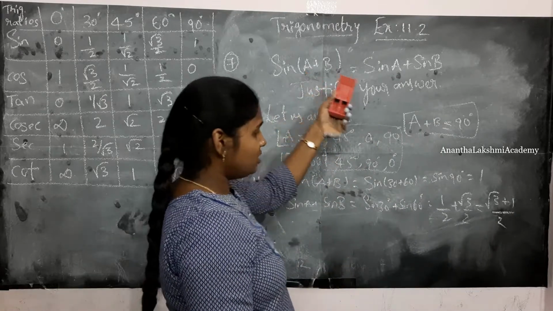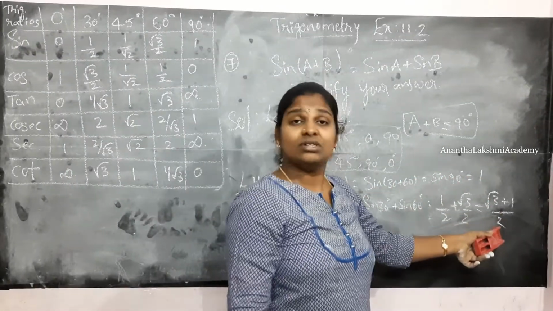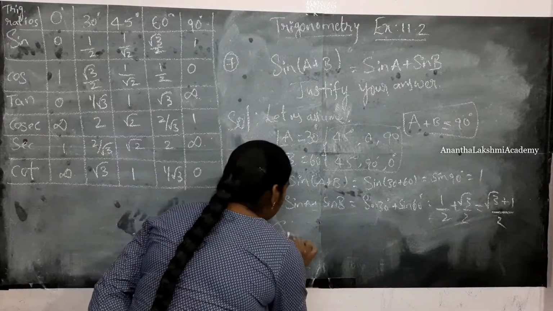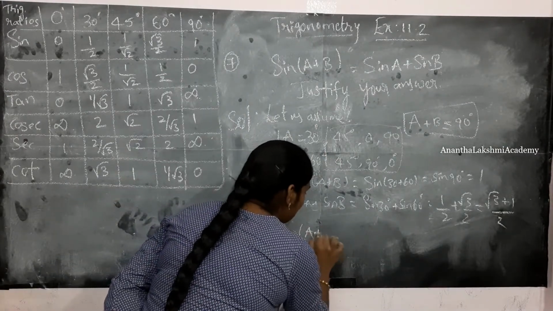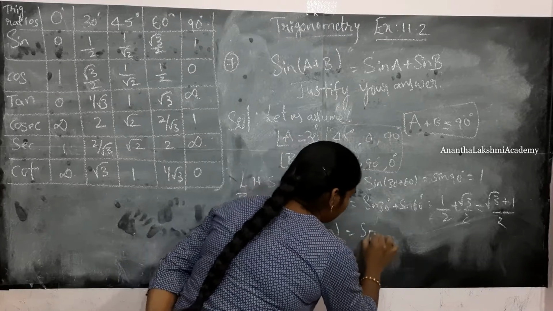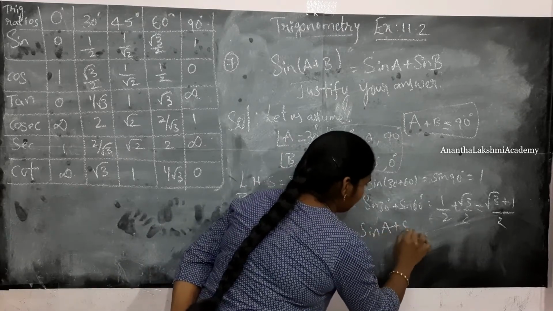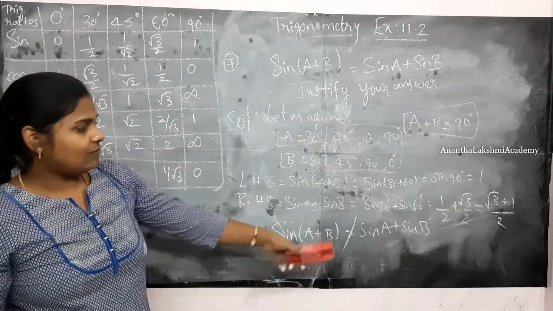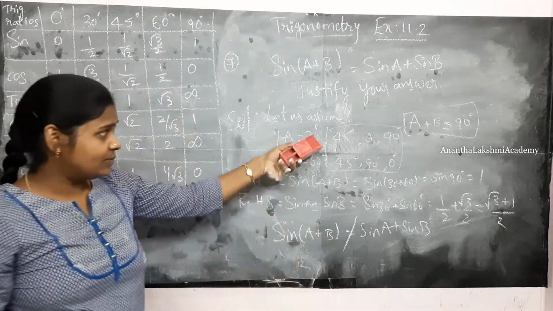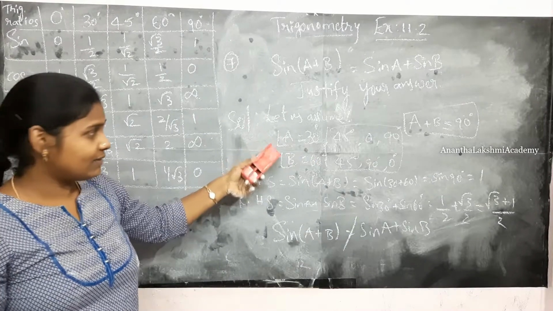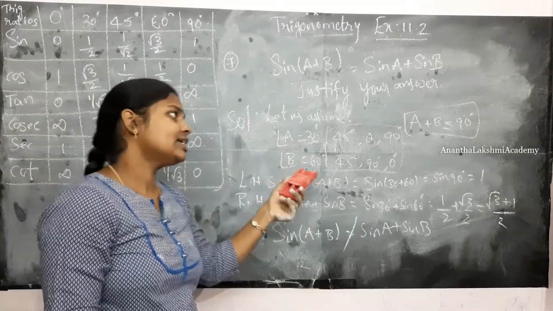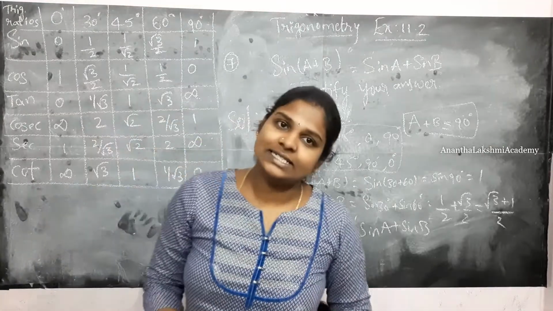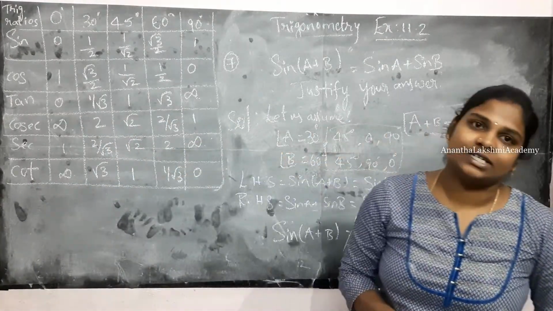Is sine of A plus B equal to sine A plus sine B? No. So it is not right to say sine of A plus B equals sine A plus sine B. This is not equal. We have justified it by giving a live example, angle A equal to 30 degrees and angle B equal to 60 degrees. This is the last problem in this exercise. I hope you understood it well.